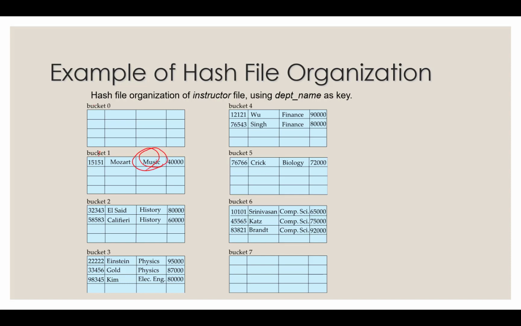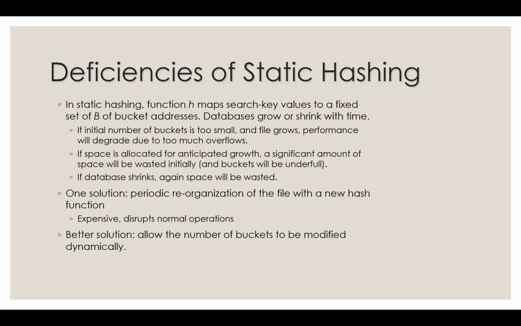So music goes to bucket 1. And then remember, physics and electrical engineering both went to bucket 3, and so on. So you can kind of see an example of a hash file organization. Now, there are deficiencies of static hashing.